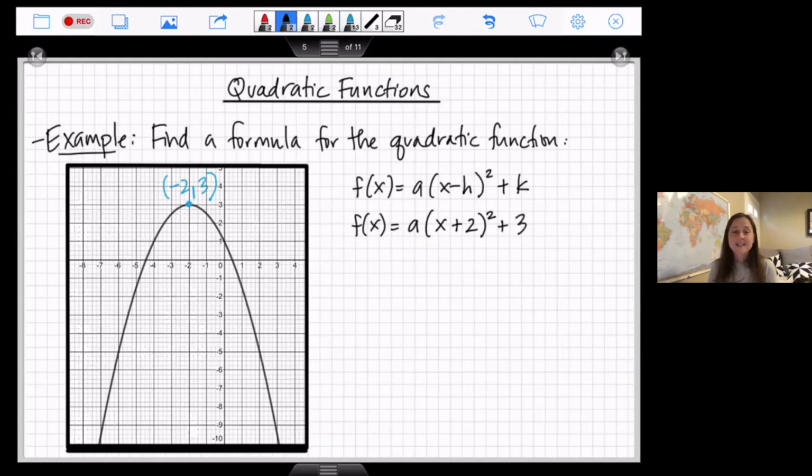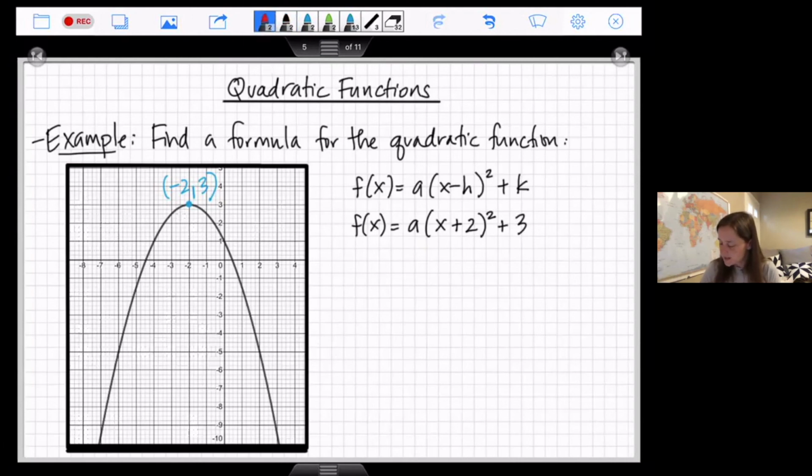All right, the last thing I have to do is figure out a. Now I've got a pretty good idea that a needs to be a negative number, right? Because we've got that downward opening parabola, but does it need to be -1 or -5 or -0.5? So we need to figure out what that number is. The easiest way to do this is to pick an easy x coordinate to plug in. The easiest one is always x equals 0.